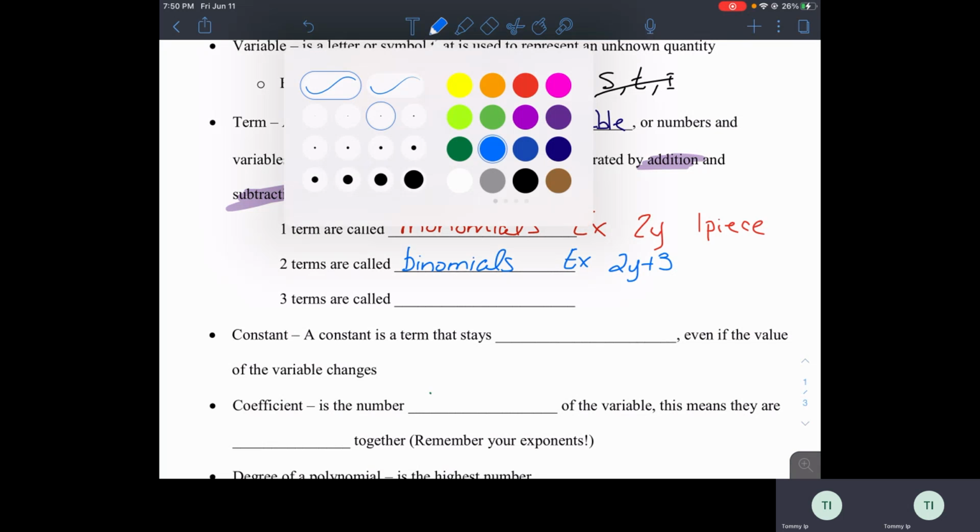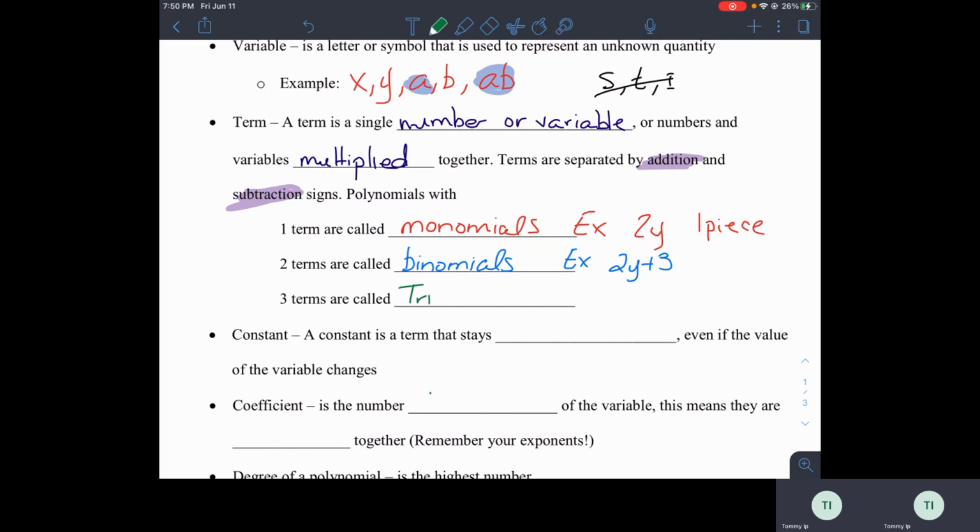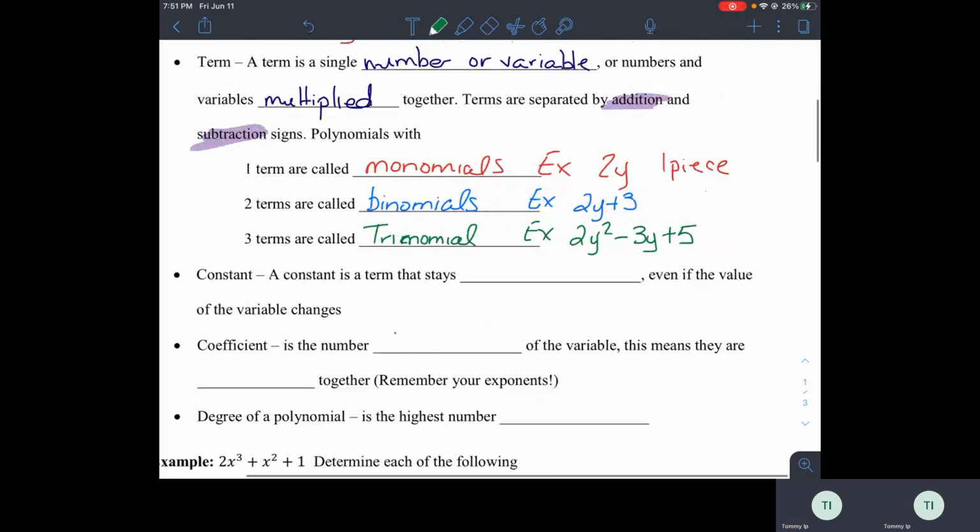So if bi means bicycle, I know that tri would be tricycle. Trinomial. It has three pieces. I'll write 2y squared minus 3y plus 5. In this case, I have three terms. And it has three pieces.